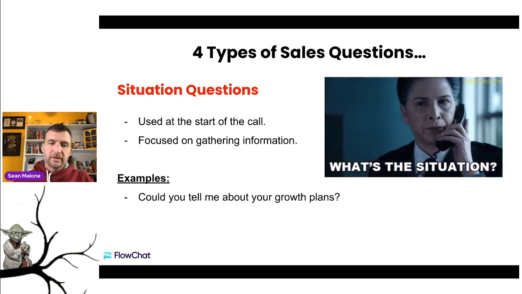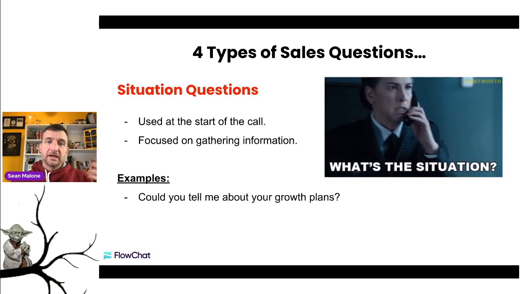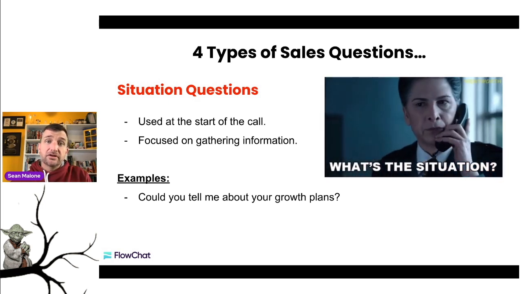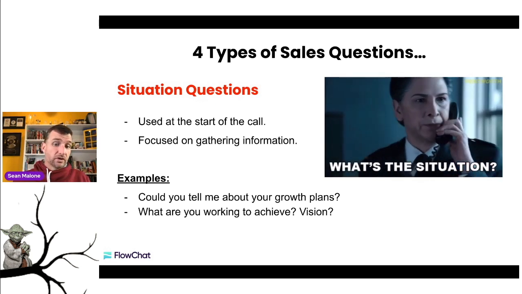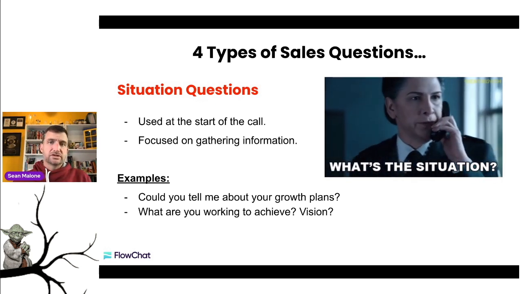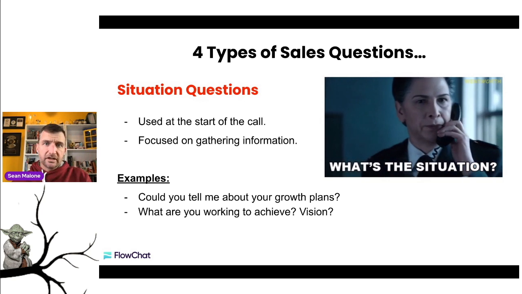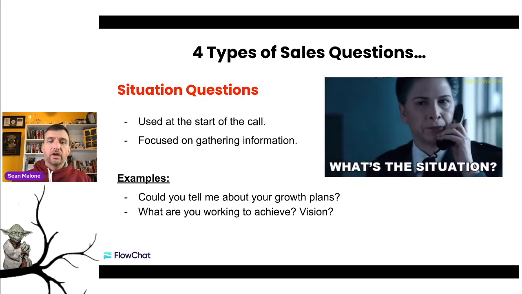They're going to feel better about it. And then boom, you can move forward and gather a little bit of information and understand where this prospect is trying to go. What are you working to achieve? What's your big vision? What's your big, hairy, audacious goal? They call it BHAG goals sometimes. So what's your big goal? What are the things that you're trying to achieve with your business?